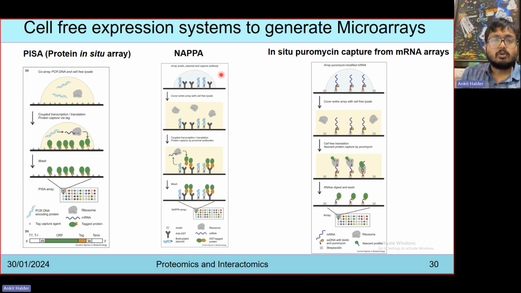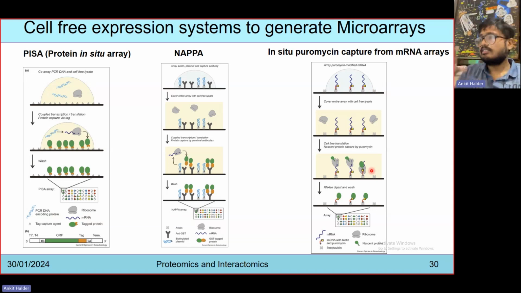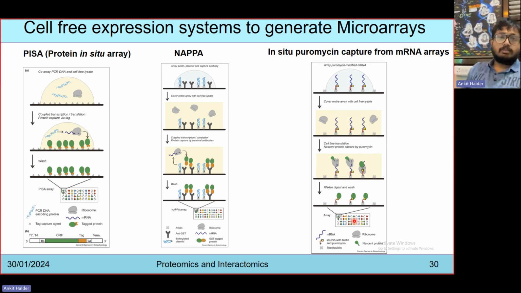But the major concept or goal is to have the proteins generated outside the cell system, which helps to reduce the difficulties in extracting and purifying those proteins. Another is the in situ puromycin capture from mRNA arrays, which again consists of the modified mRNA, again covering with the entire cell-free lysate and finally getting out the protein. So these are some of the expression systems which are being used to generate the microarrays.